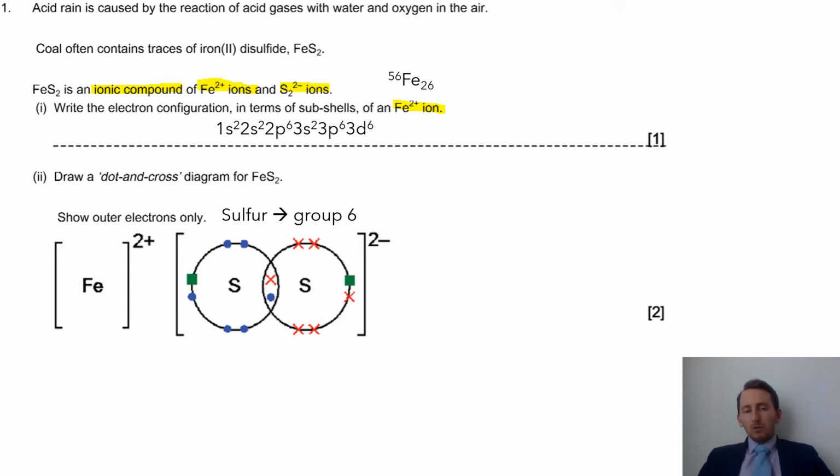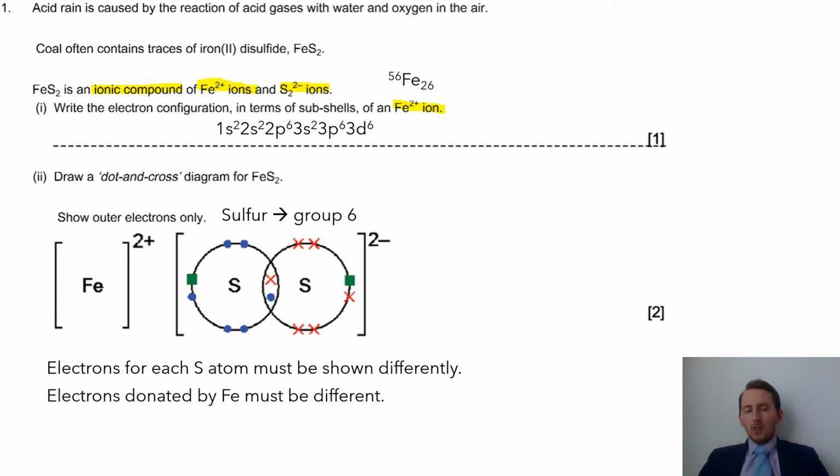So we're showing outer electrons only, so we have just our Fe ion in a square bracket with a 2 plus charge, having donated 2 of its electrons. We have our sulfurs covalently bonded together with a shared pair of electrons, and now we have to have some sort of third symbol. Squares are quite a common one to use, maybe triangles if you want to show those electrons are different. You have dots for one sulfur, crosses for the other sulfur. We then need a third and different symbol to show that those electrons have come from somewhere else, that somewhere else being the ion. So that's just showing you there in writing, it has got to be shown differently from the Fe.